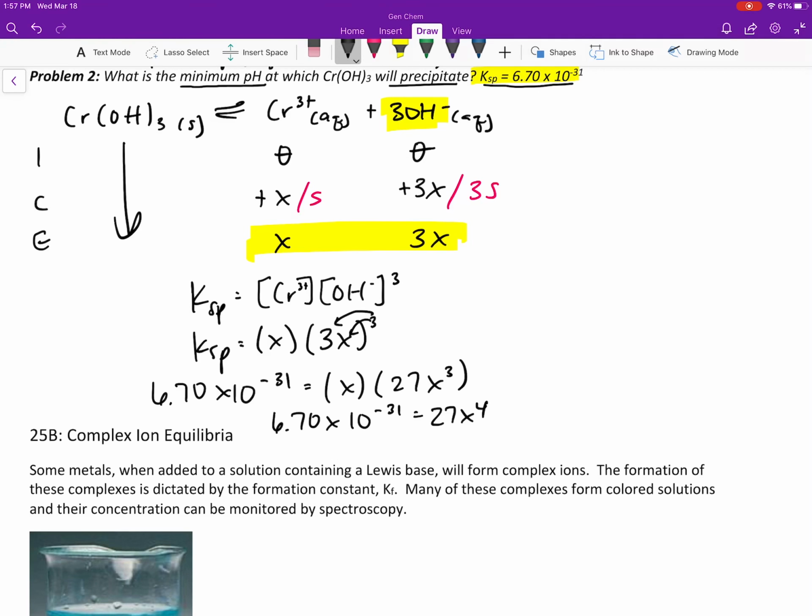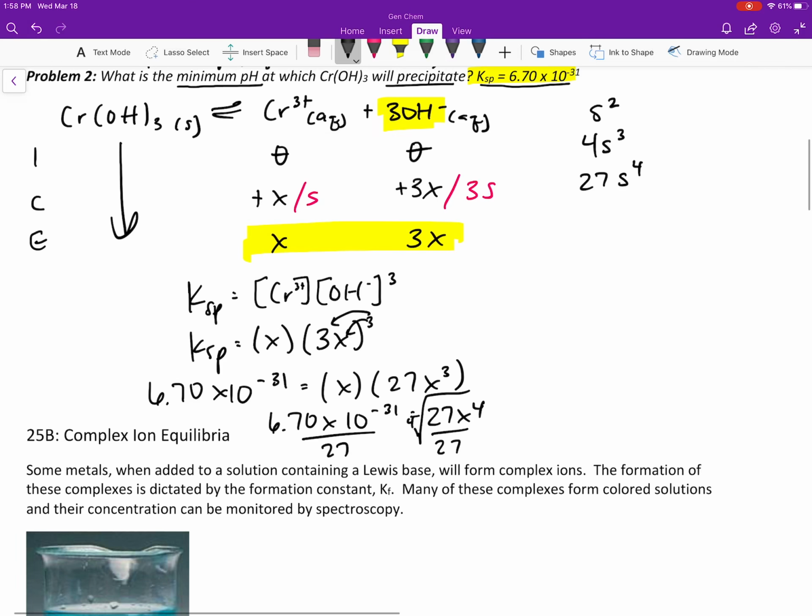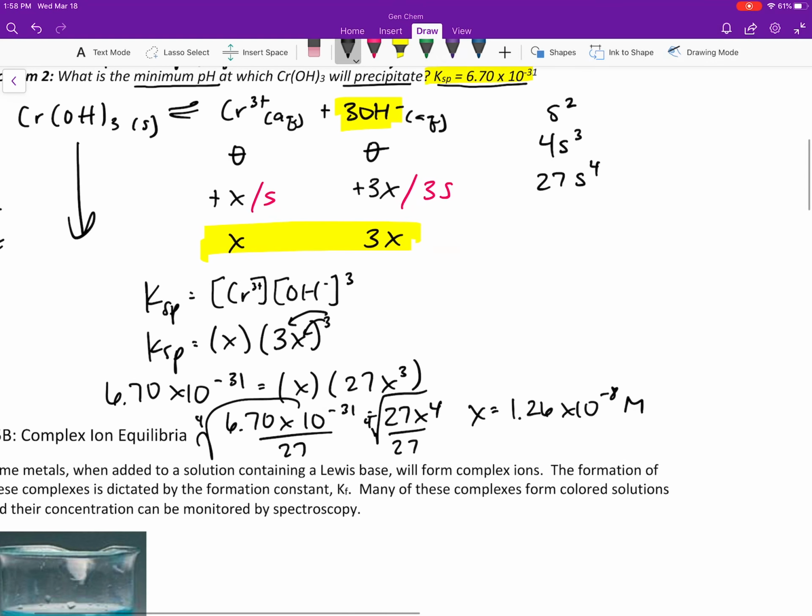Remember when we had 1 to 1, it was always s squared. When it was 1 to 2, we had 4s cubed. When it's 1 to 3, it's always going to be 27s to the 4th. To solve for this, we're going to divide out by 27, and then we're going to take the 4th root of both sides, and that's going to leave me with the value of x, or s, is 1.26 times 10 to the negative 8th molarity.